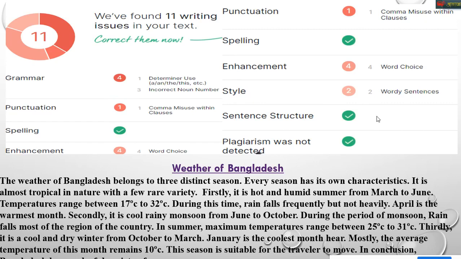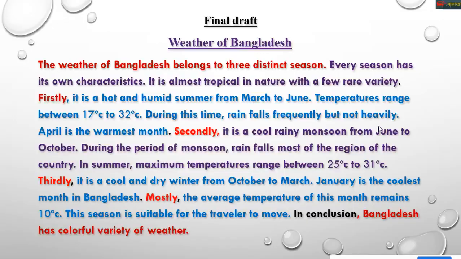And then it's great to see that we have only 11 writing issues. Gradually, you see, we started from 17 issues and it goes to 14, then 12, then 11. And what happens next? You see, okay, all right, dear students, we got the final draft.